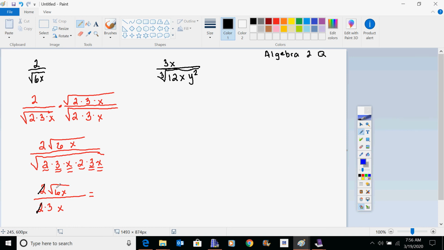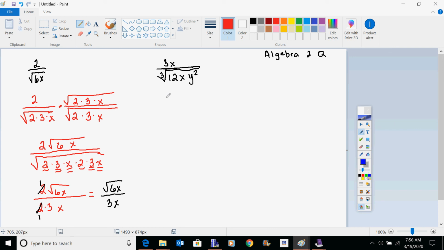If the 2 was under the radical, you couldn't cancel it, but since they're both on the outside, we're dividing numerator and denominator by 2, and the final answer on this one will be 6x, square root of 6x over 3x. So once again, you're looking for what you can do to complete the groupings in the denominator. Your denominator is key here.